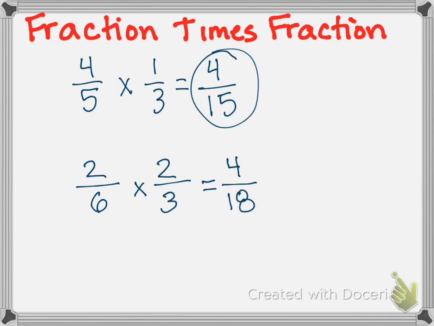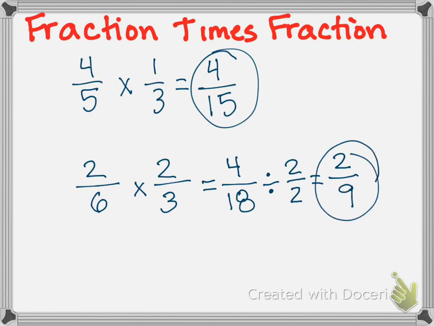Now in this case, both numbers are even. So we can divide by 2 over 2. Remember, what you do to the numerator, you do to the denominator. 4 divided by 2 is 2. 18 divided by 2 is 9, and we have simplified.